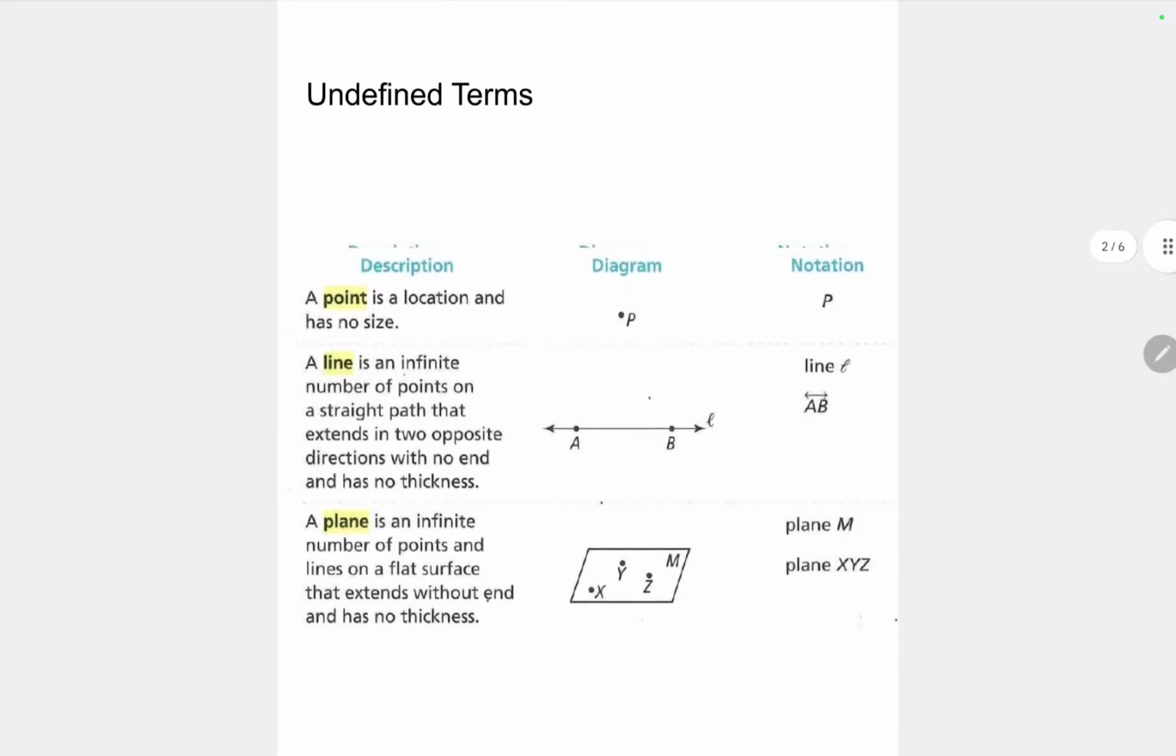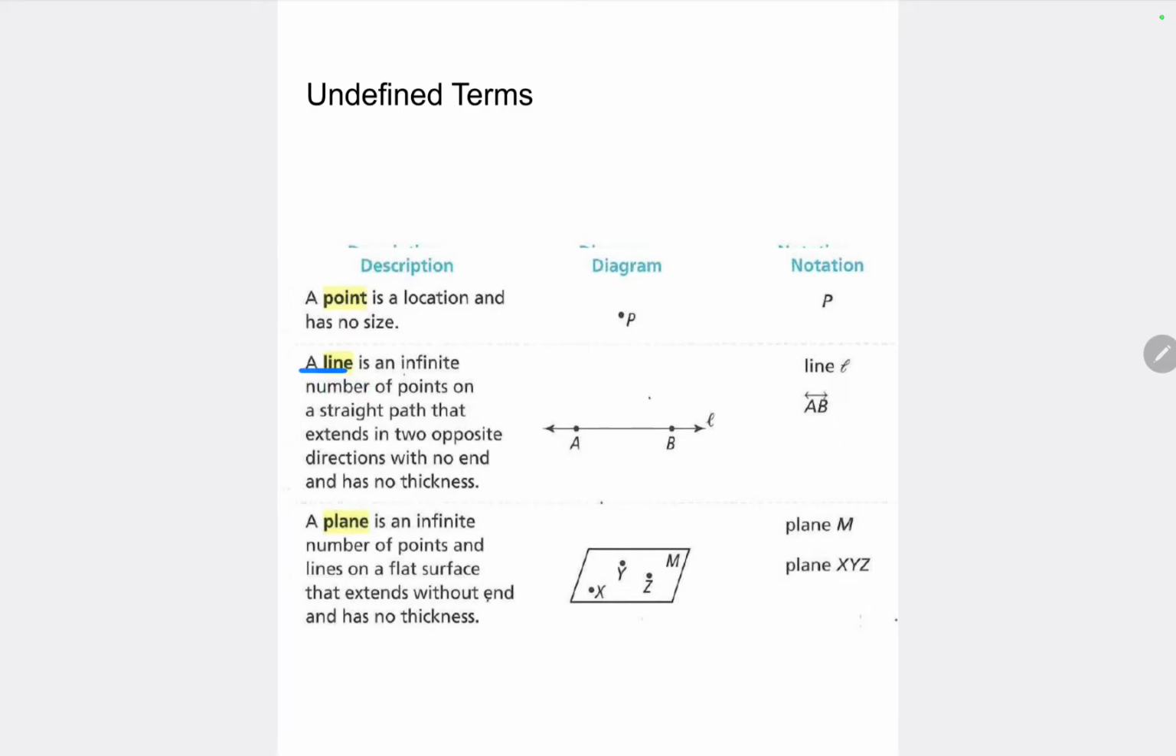So I want to point out undefined terms. These are terms that are taken for granted in geometry, especially Euclidean geometry, which is geometry on a flat plane. We start with the point. A point is a location. It has no size. Please note that we have this diagram here that has the point. It's a little dot, has a capital letter next to it. It is notated with a point P.